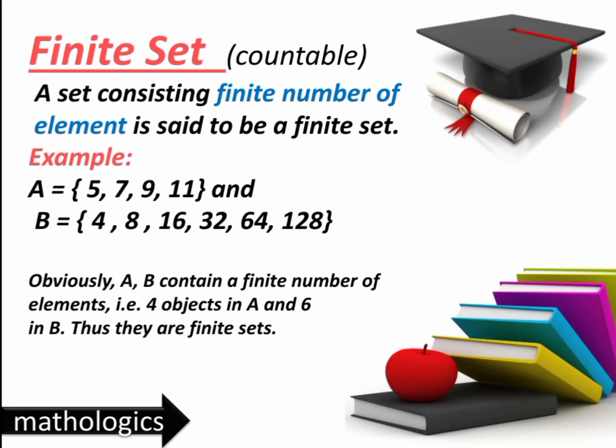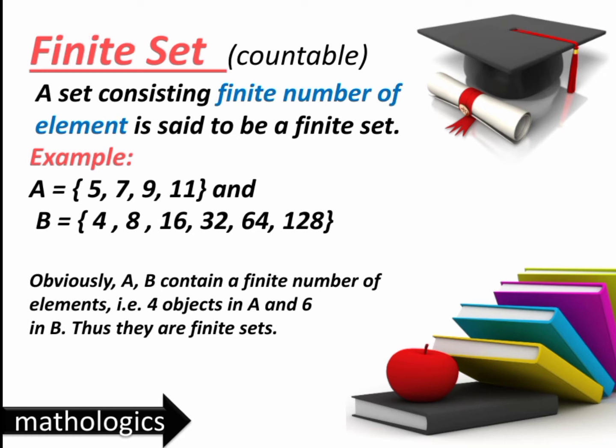Here we have an example. Set A has elements 5, 7, 9 and 11, and set B has elements 4, 8, 6, 16, 32, 64 and 128. So we can count the elements or members of both sets. We have 4 elements in set A and 6 elements in set B. So we call them finite sets.